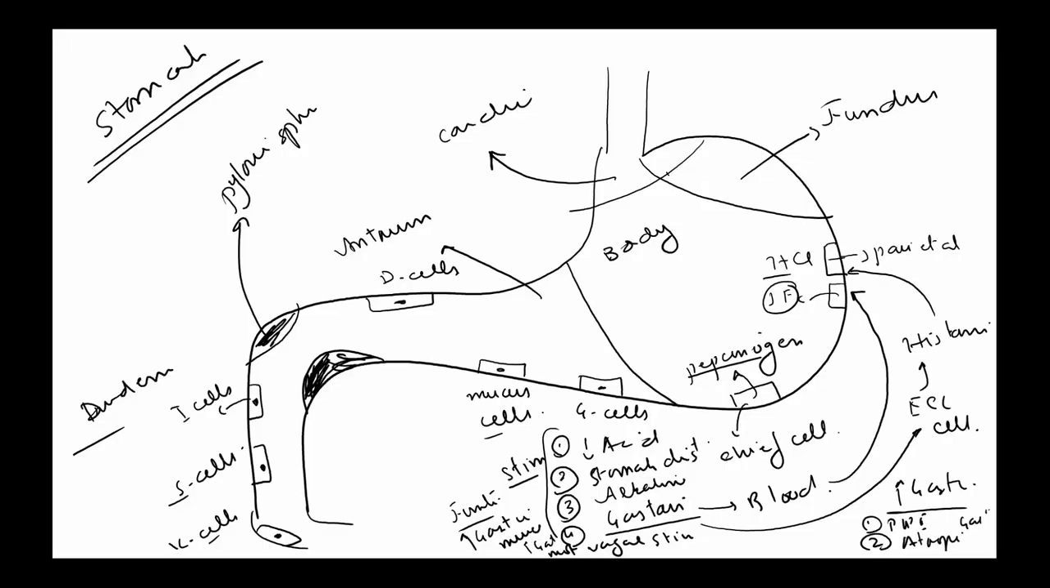And then Zollinger-Ellison syndrome can also cause it. So basically, there is a tumor called gastrinoma, which will result in Zollinger-Ellison syndrome. Gastrinoma will produce increased gastrin level.